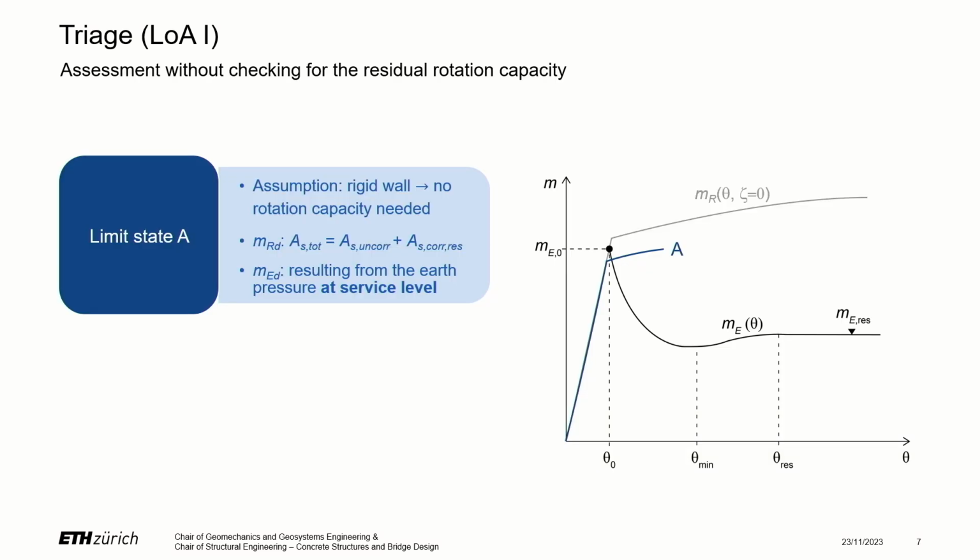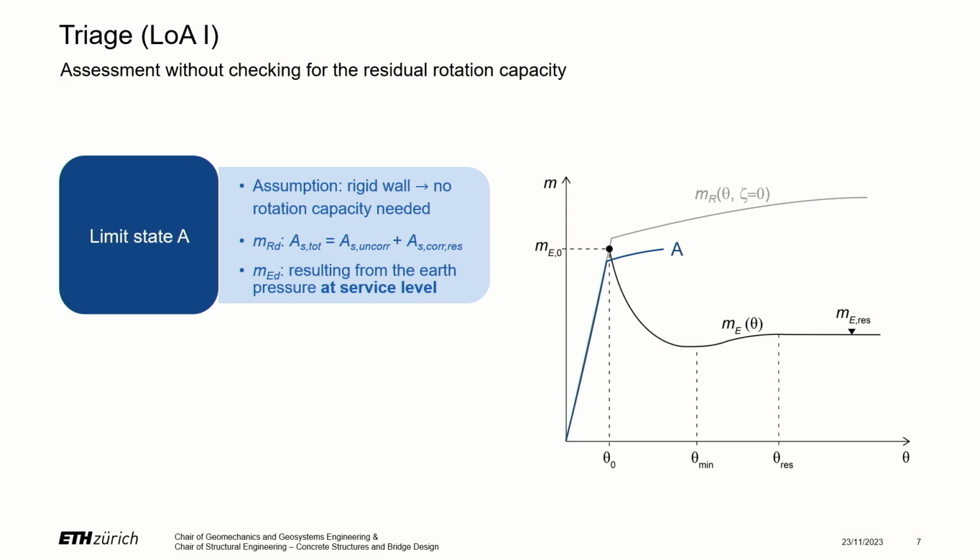To do that, we consider 2 different limit states. First, we have limit state A, and there, to calculate the wall resistance, we perform a cross-section analysis, and we consider the total cross-section of the reinforcement, so the sum of the cross-section of the uncorroded bars plus the residual cross-section of the corroded bars.